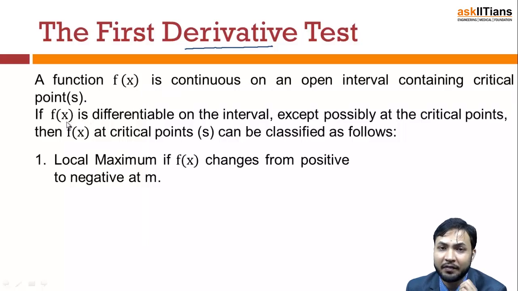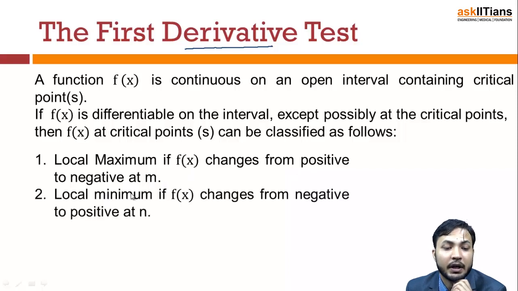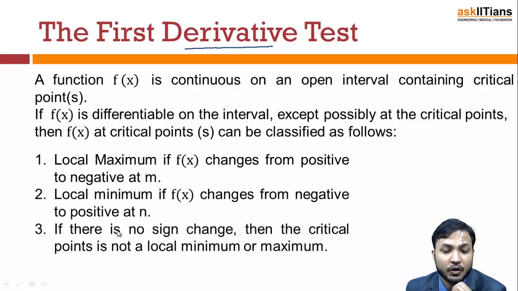Let's say f(x) is differentiable, you have studied this part, on a particular interval except possibly at critical points. Then f(x) at critical points can be classified as follows. Local maxima if f'(x) changes from positive to negative at m, local minima if f'(x) changes from negative to positive at n. If there is no sign change, then the critical point is not a local maximum or minimum.